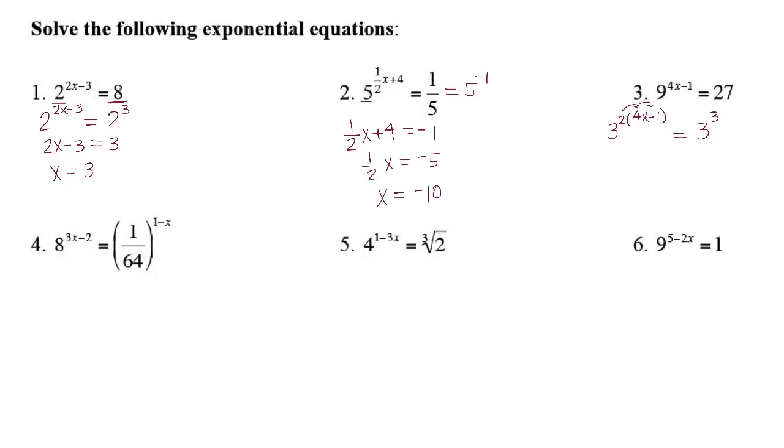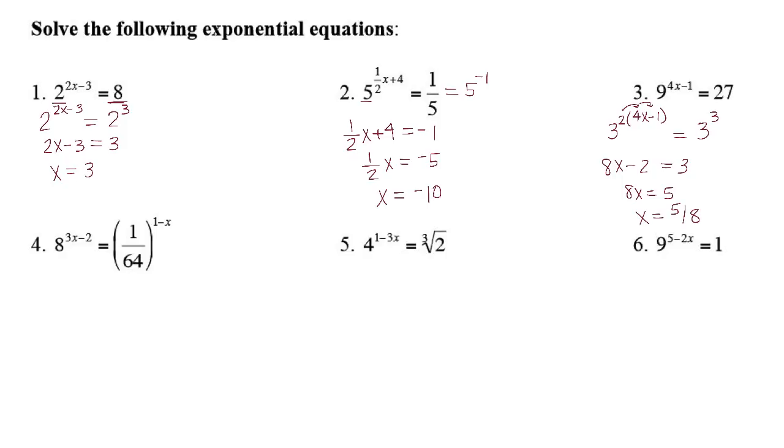So we're going to get 8x minus 2 equals 3. And so solving for x, we do need to add 2 over to the other side. And so x is going to be 5 over 8.